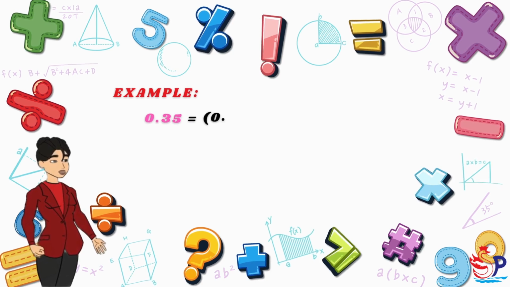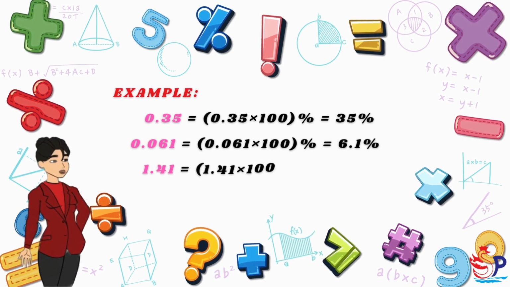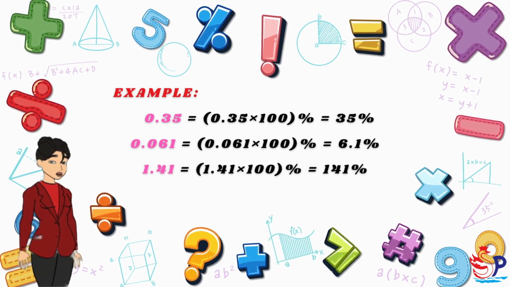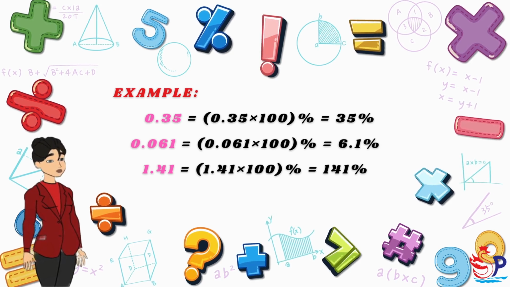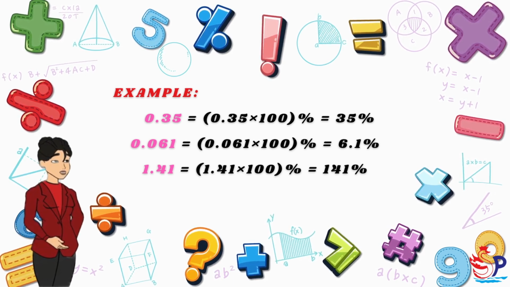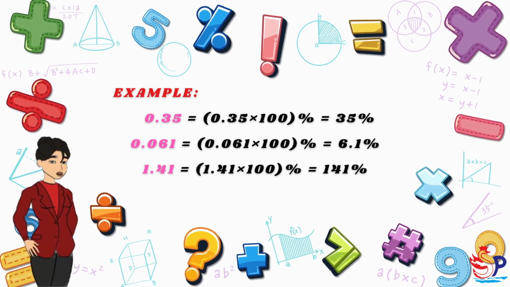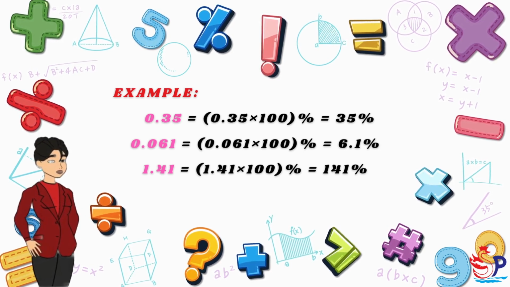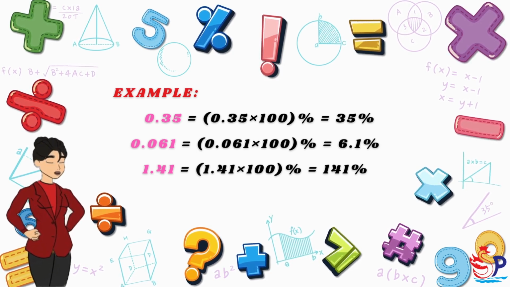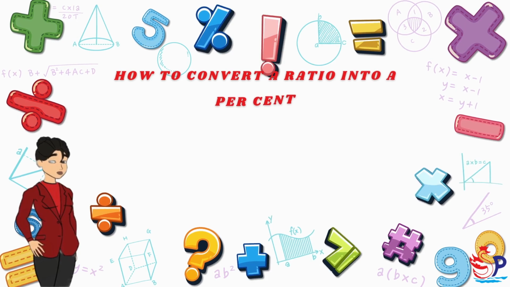Example: 0.35 is equal to 0.35 multiplied by 100%, which is equal to 35%. 0.061 is equal to 0.061 multiplied by 100%, which is equal to 6.1%. 1.41 is equal to 1.41 multiplied by 100%, which is equal to 141%.